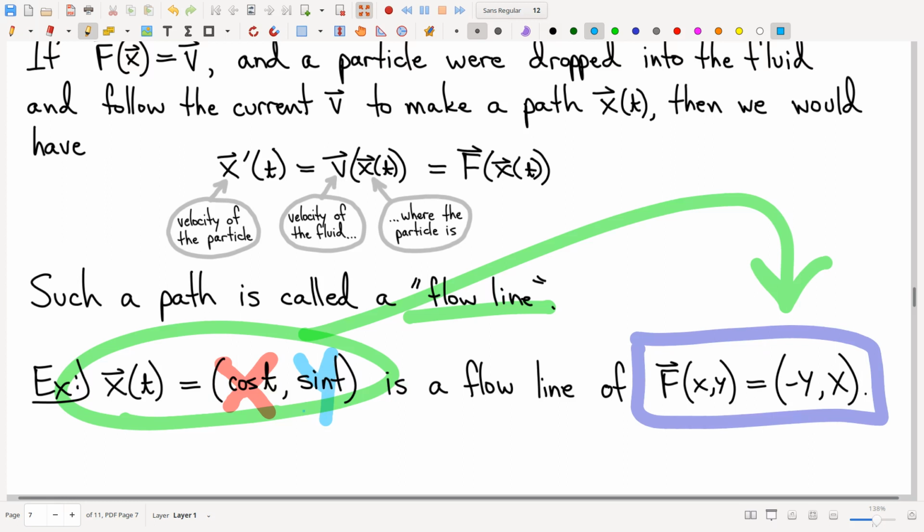Take those formulas, plug them into here, and confirm that sure enough, it satisfies this system of differential equations.